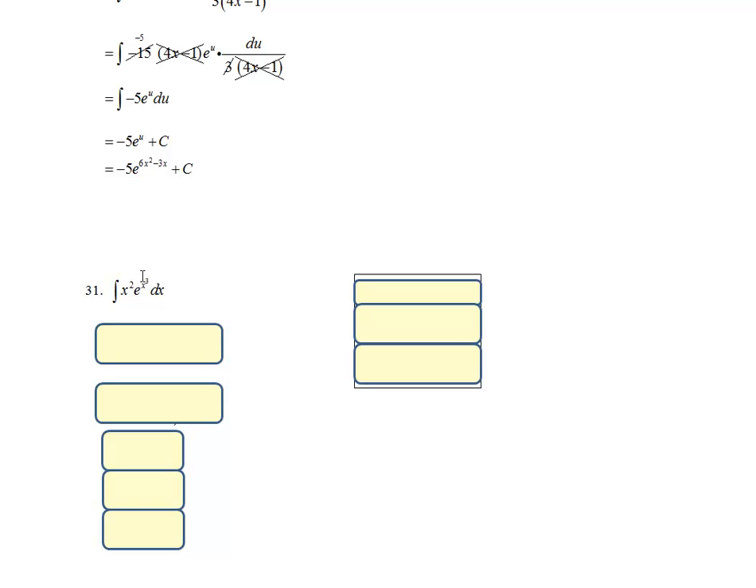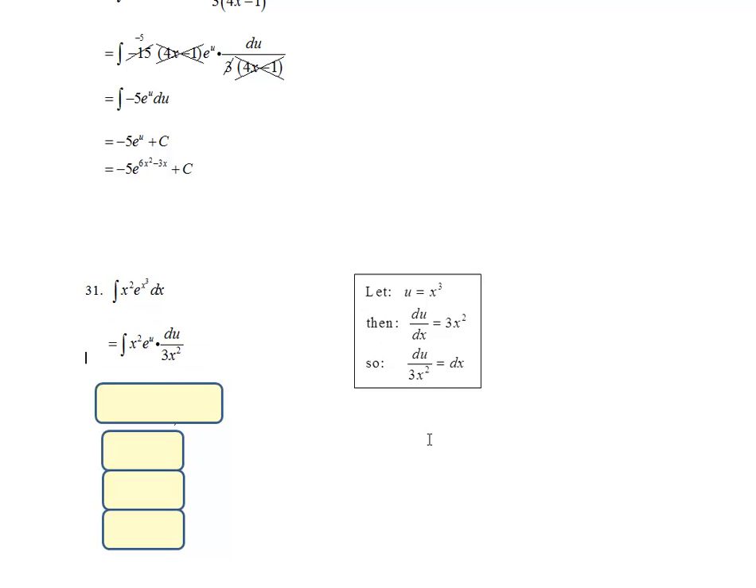So looking at this problem, it looks like I need to let u be x to the third. Then du over dx would equal 3x squared. Solving for dx, I'd have du over 3x squared equals dx. So now doing my substitution, I'm going to have e to the u. I'm going to have the du over 3x squared. This still remains, but I need to cancel out my x squares.